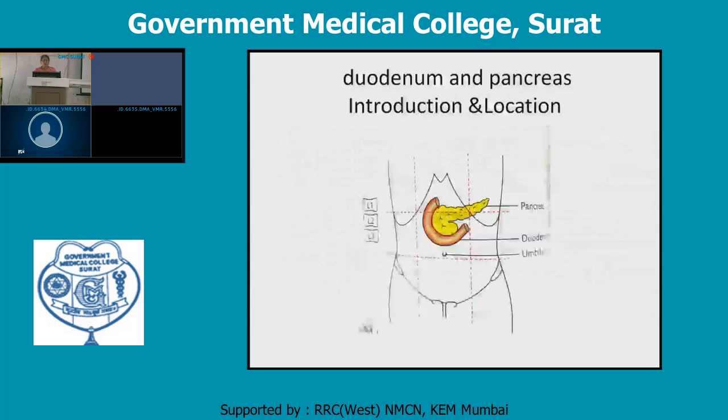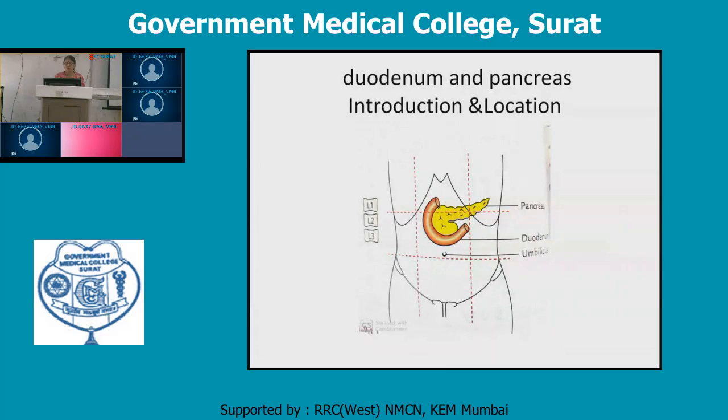Now see the location of the duodenum. The duodenum is located near the midline at the level of the upper three lumbar vertebrae, L1, L2 and L3. And simultaneously you can see the location of the pancreas, which is in the concavity of the duodenum. Both of them are retroperitoneal structures, most of them.